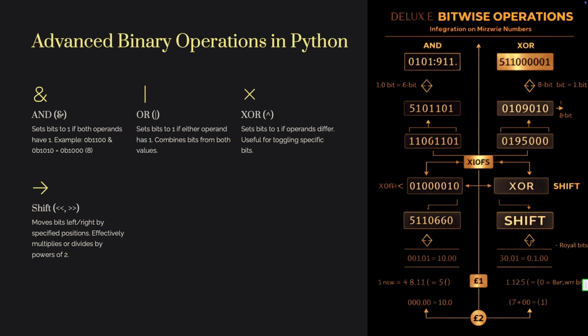So the result is 0b1000, which is 8 in decimal. I see. And OR would be 1 if either bit is 1. Correct. And XOR is 1 if the bits are different. What about those shift operators in Python? They literally shift all the bits in a number left or right.